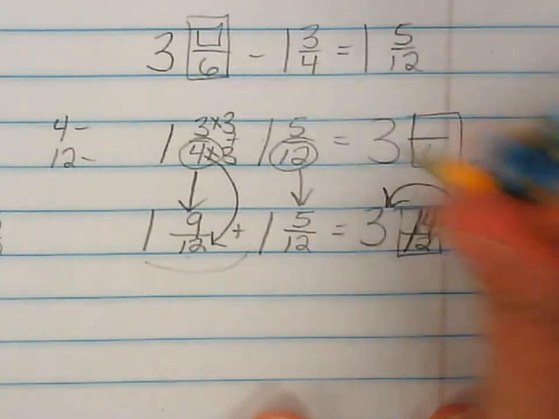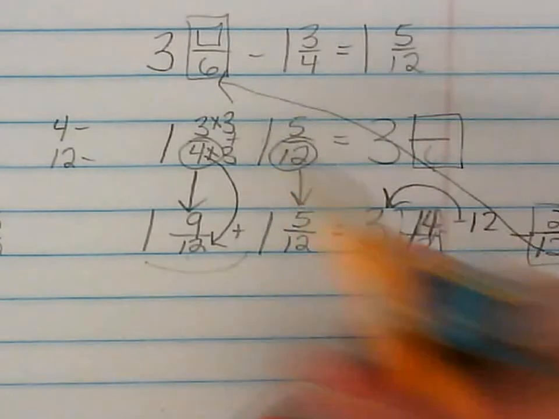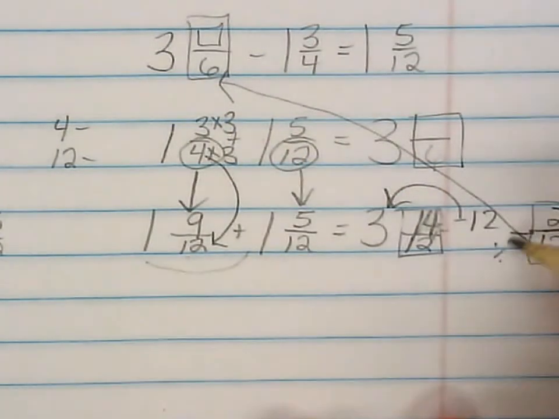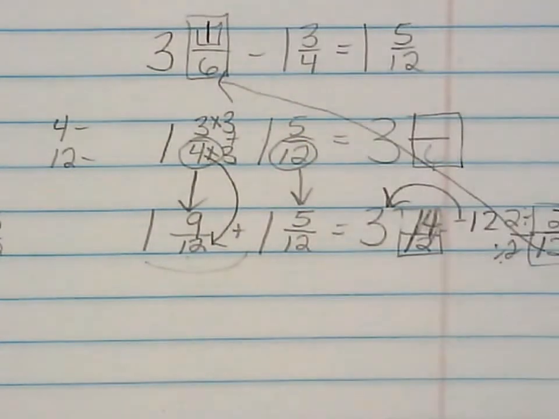And now I'm going to take this answer that fills it in, 3 and 2/12, and go back to my original. My denominator was 6, and I got to 12. Well, what did I do? I divided by 2. So I'm going to divide by 2 again, which is again going to give me 1.